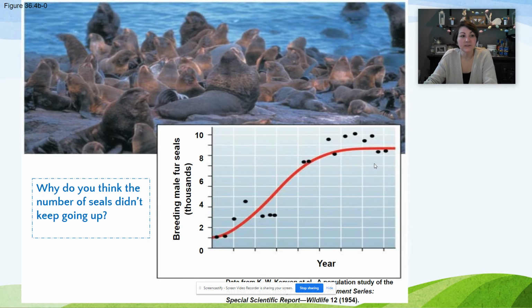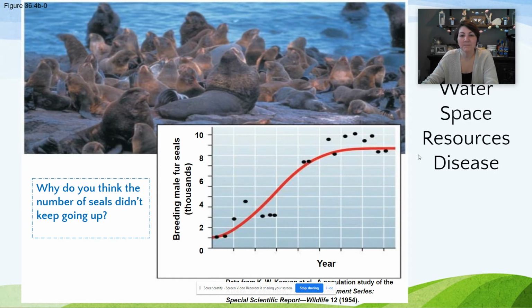Now, let's take a look at this group of seals. We have their population growth on this graph here, and you can see in the beginning that there is this exponential growth part right here, the slow start, and then this kind of J shape, but it does seem to steadily flatten out there at the end, right? Something's stopping it from growing out of control. And so what keeps the number of seals from going up even more? And that's things like food, water, space, resources, and disease.